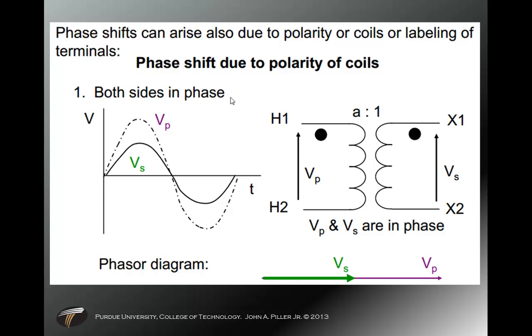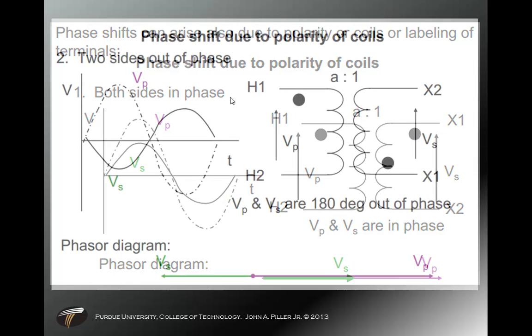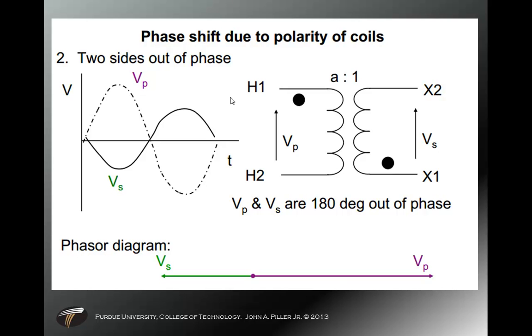So let's take a look. What I'm kind of talking about here is we want primary and secondary voltages to be in phase. Primary and secondary in phase. Phase shift is due to polarity of the coils. If we flip them, if we change our phasing, being that we wired it up wrong, it was marked inappropriately, you'll see your phasor diagram ends up with S and P 180 degrees out of phase with each other.